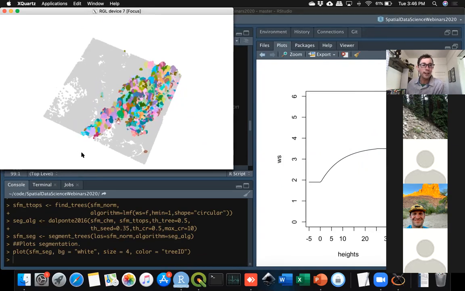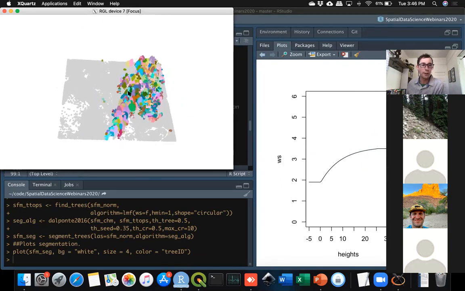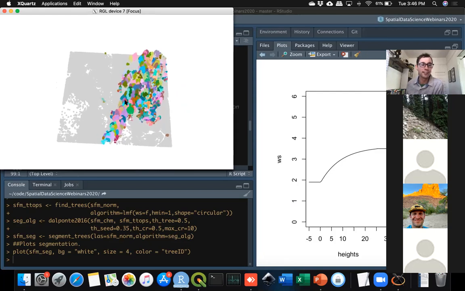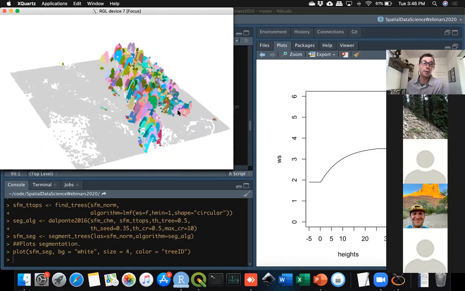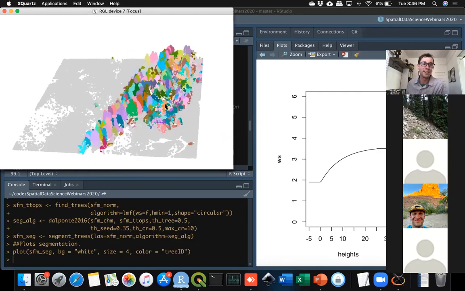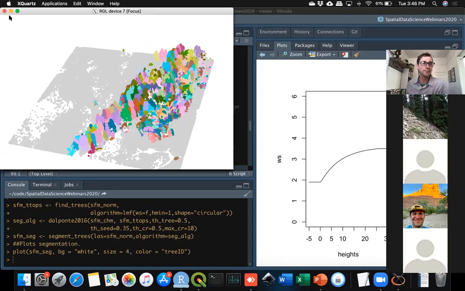So each putative tree crown here is represented by a different color. And all the points that are considered to be part of that crown are that same color. And this actually looks pretty good. It seems to work really well for the big conifers, but maybe not as well for the small aspen.